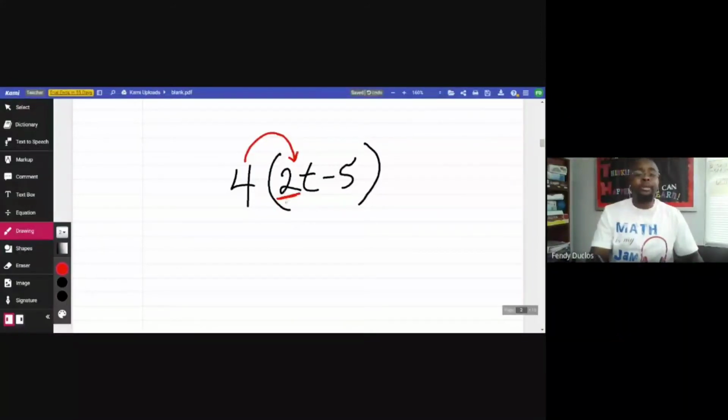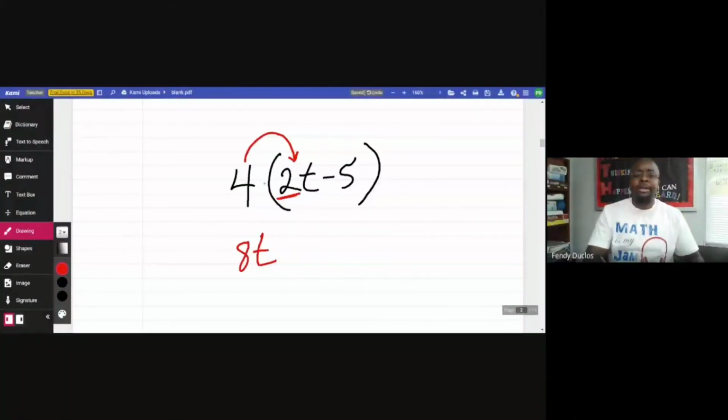So when you don't see a value in front of the variable, you just know that it's one. Okay, it's implied that you already understand that there's a one there. So if there were no value there, I would have said 4 times 1 or 4 times 1t. In this case, it's 4 times 2. So when I distribute, 4 times 2 equals 8. So that gives me 8t.